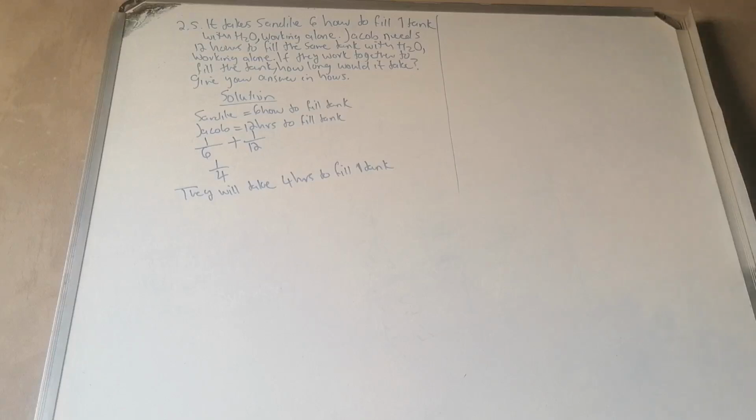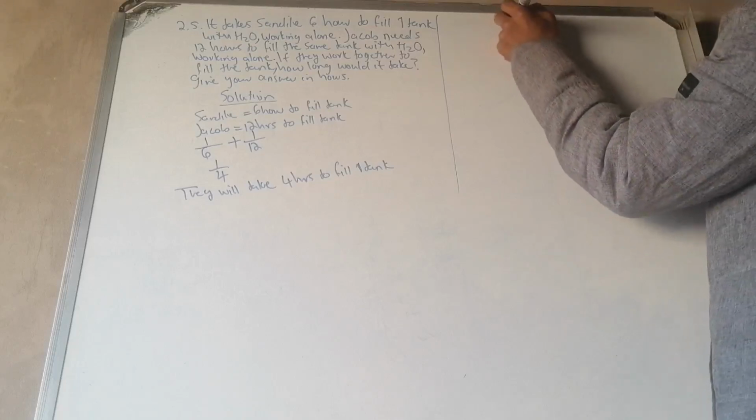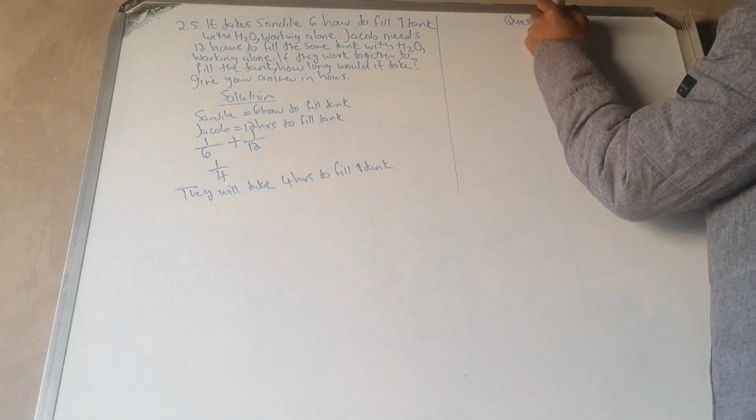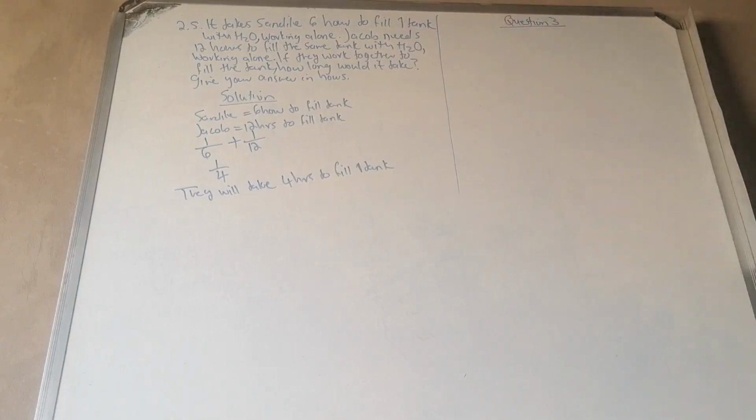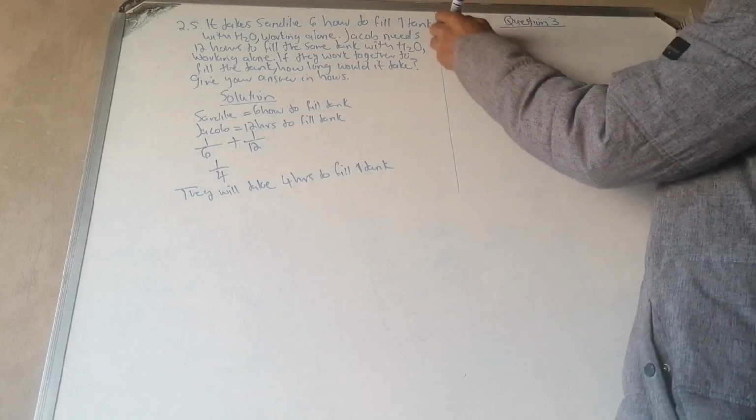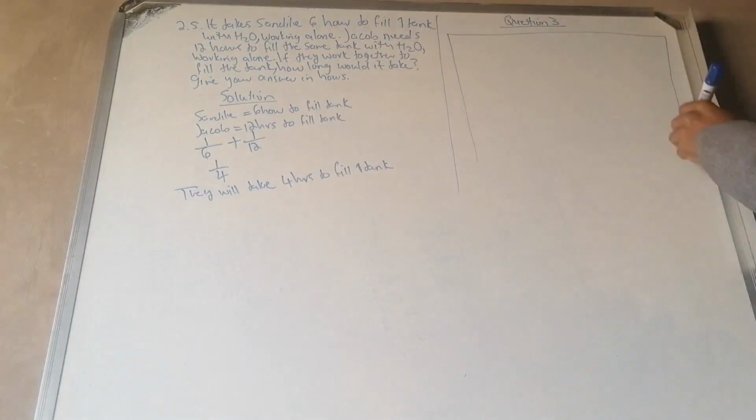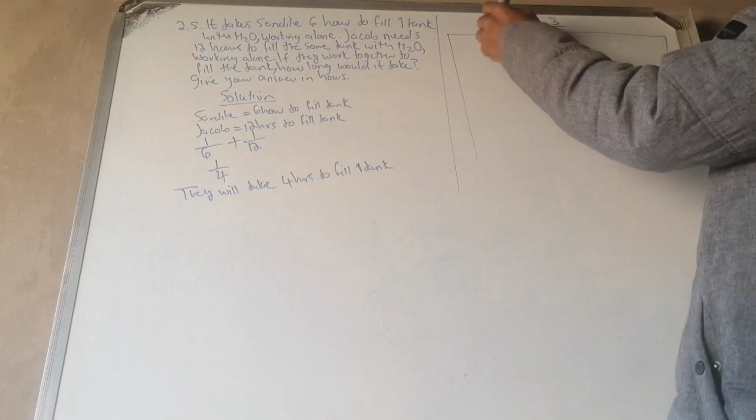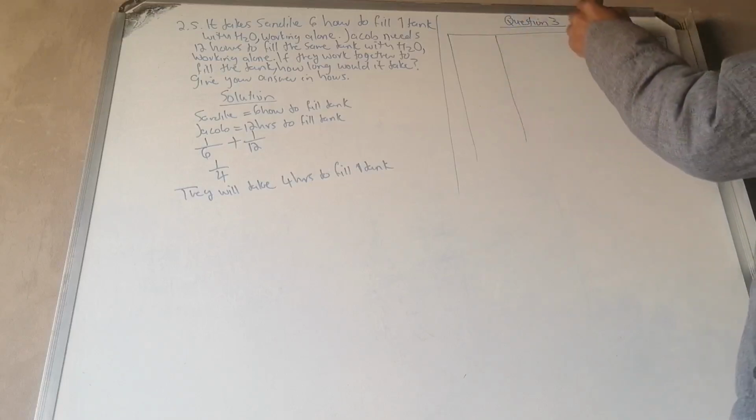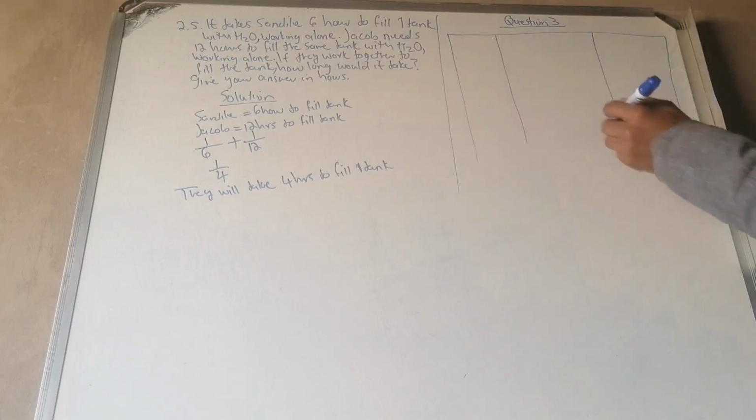Question 3. The following statements are given. Write down the correct version of each statement. Now, I'm going to try and force that table to fill up here. Here is the number, here is the statement, and here is the correct statement.